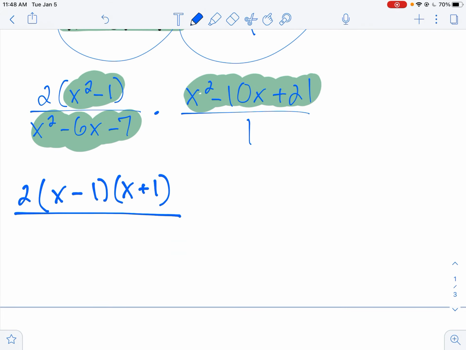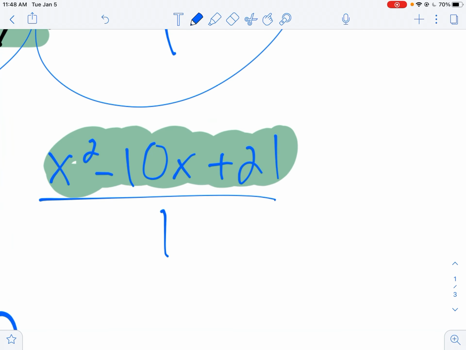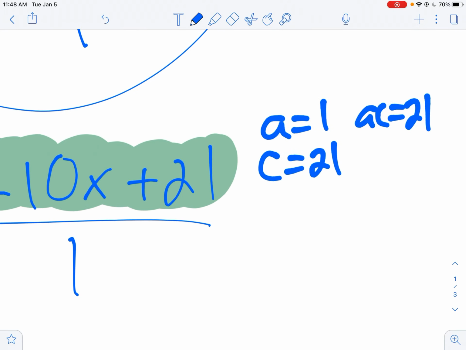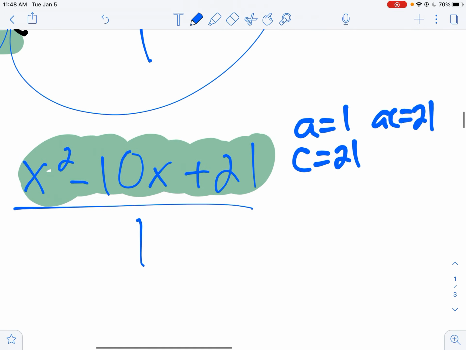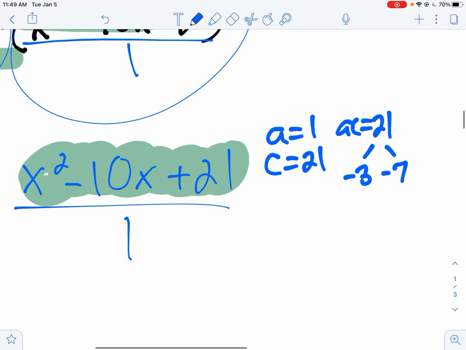Now, x squared minus 10x plus 21 is a little more difficult, so let's go through that. Here I have a equals 1, because there's no coefficient, and c equals 21. So a times c equals 21. I want 2 factors of positive 21 that, when I add them together, give me negative 10. I know negative 3 times negative 7 gives me positive 21, and if I add those, I get negative 10x.